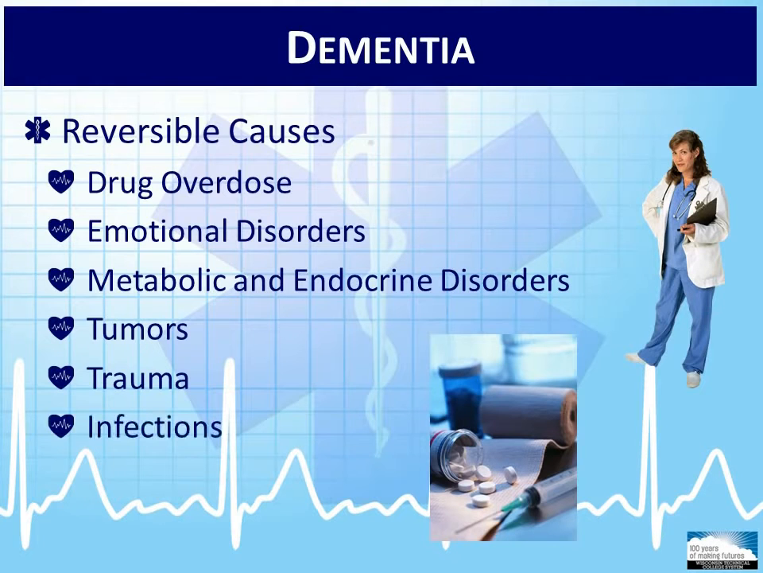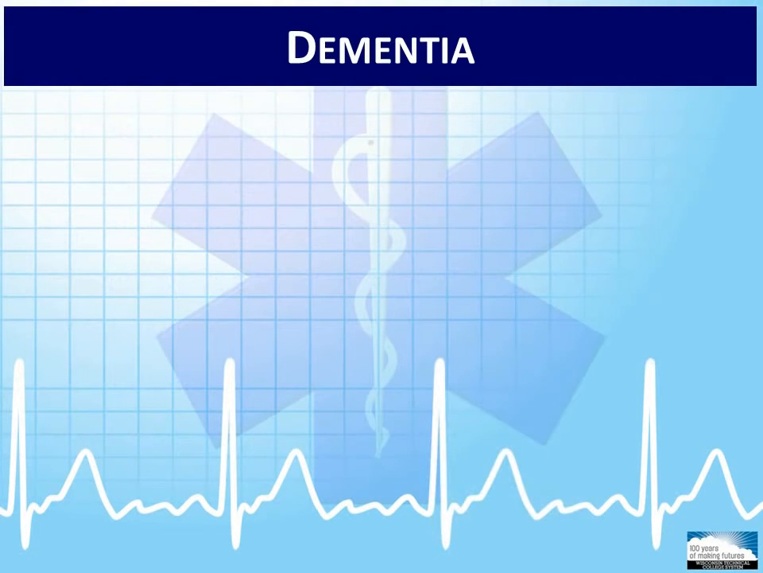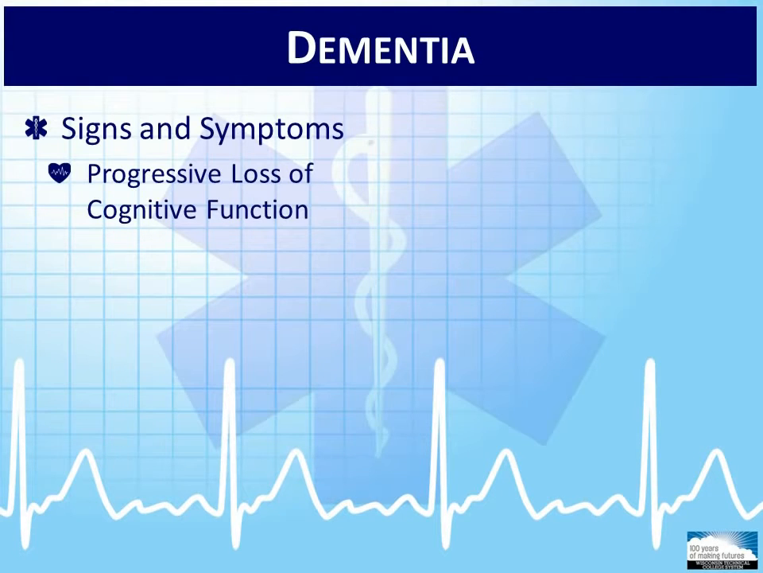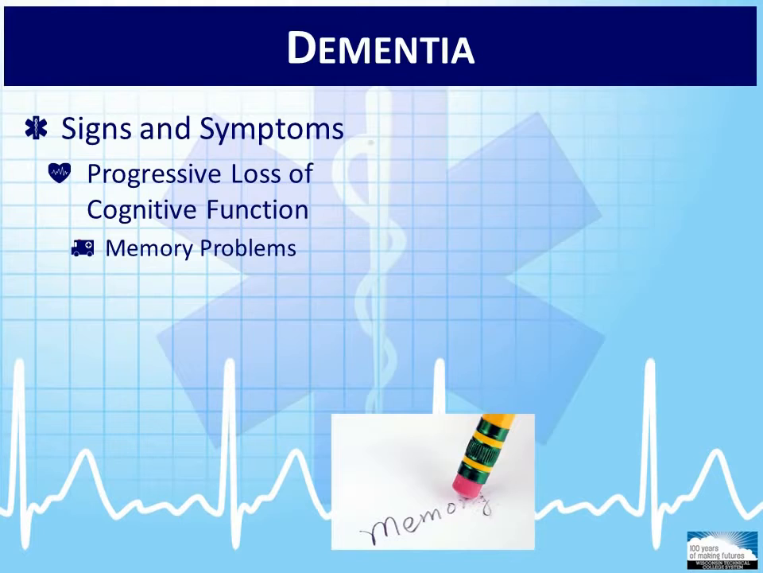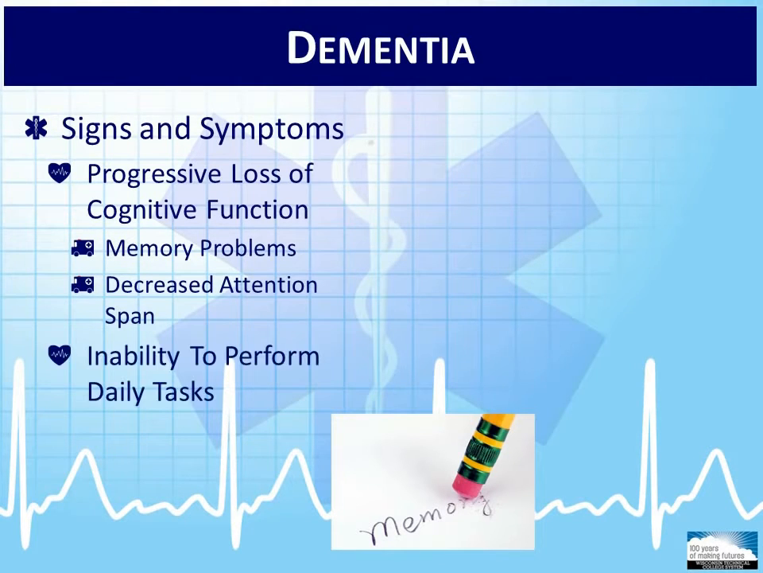and infections. The geriatric patient with dementia may present with progressive loss of cognitive function, including short and long-term memory problems and a decreased attention span. He or she may be unable to perform daily routines, have trouble communicating, and may be confused about their environment. Mood swings may include frustration, withdrawal, paranoia, irritability, or restlessness.